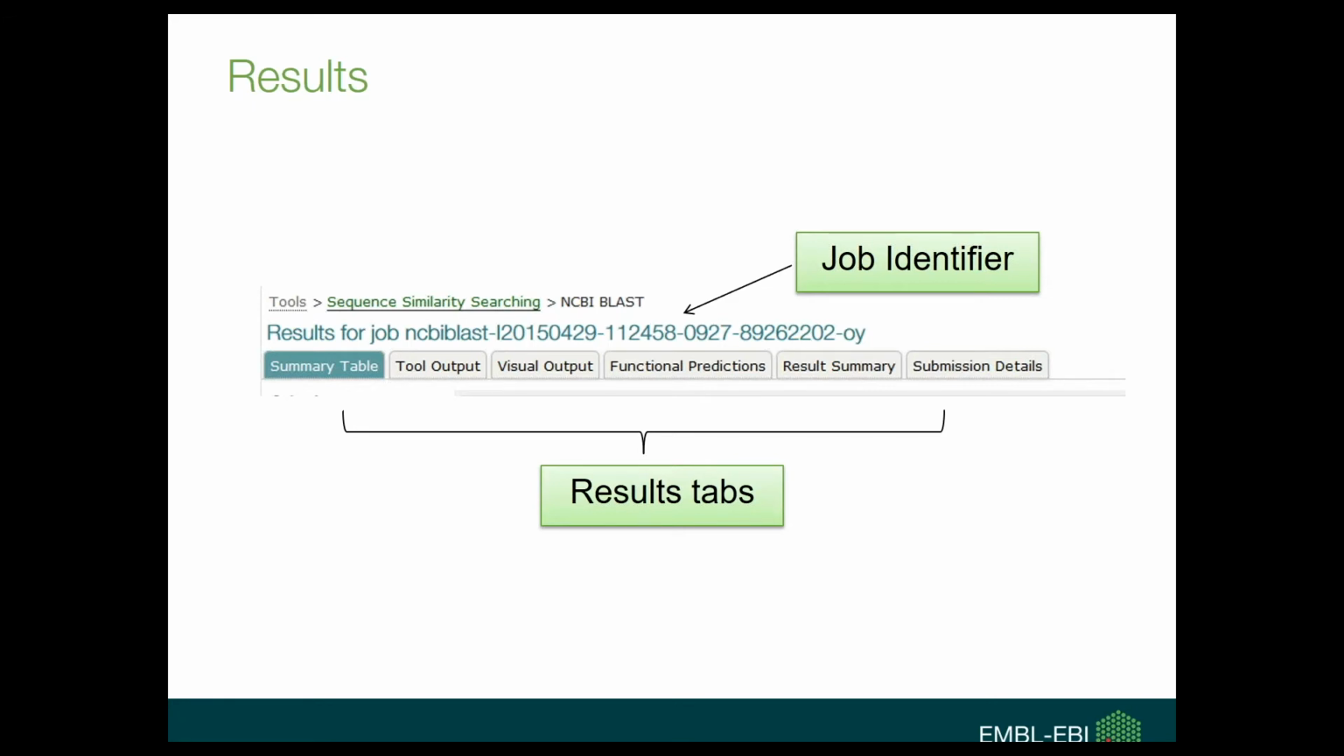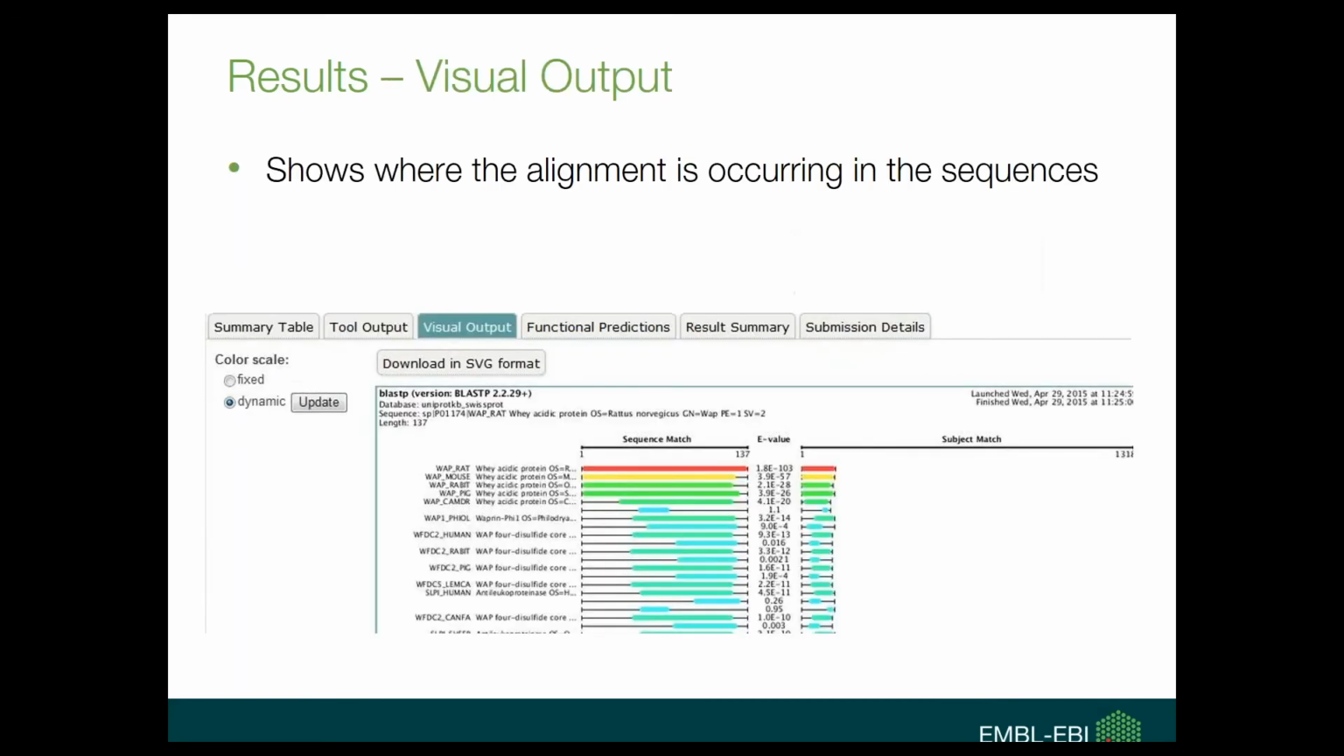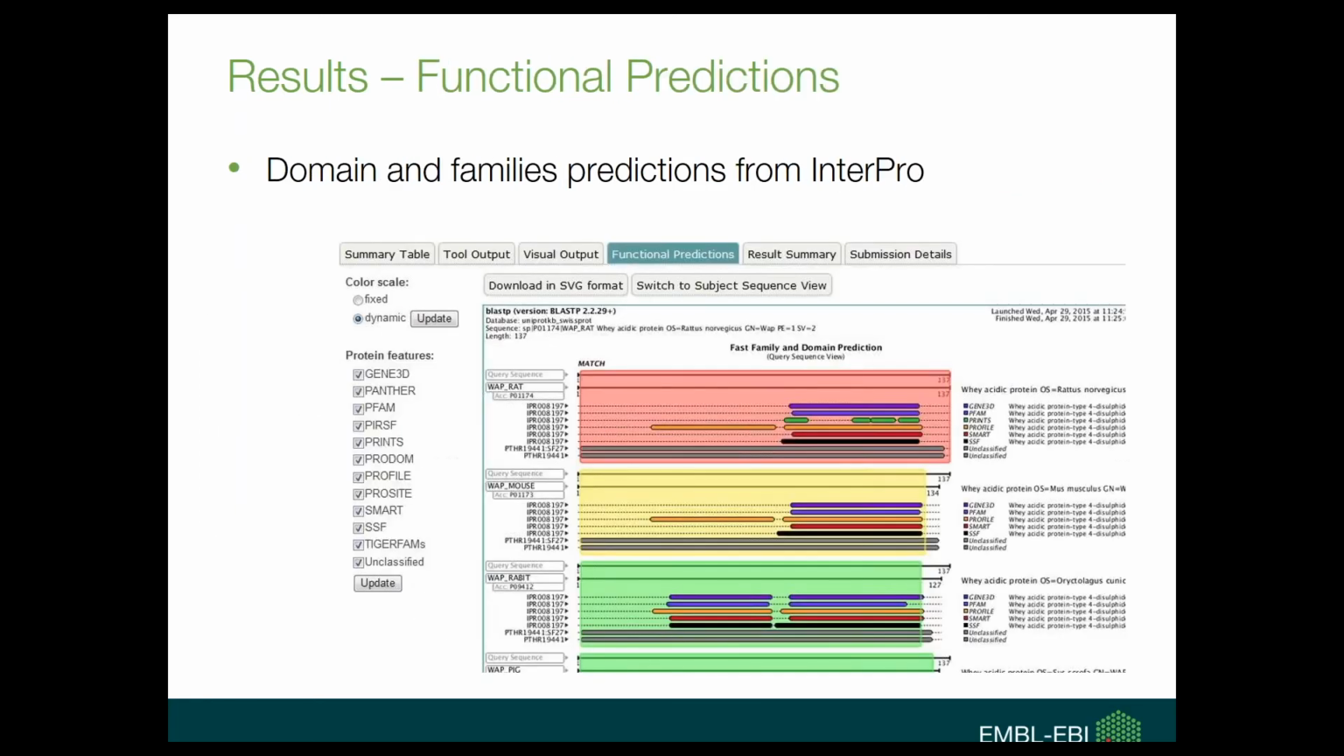It's already useful to remember the date of your job submission. Below that, there are several results tabs which allow you to see different types of results for your BLAST search. One of those is the visual output. This shows where the alignment is occurring in the sequences, and as you can see, it's a graphic. Another graphic is the functional predictions tab, which shows the functional and family predictions from InterPro. I'm not going to go into these in great detail here. There is another webinar which covers this, and there's more information on the website.